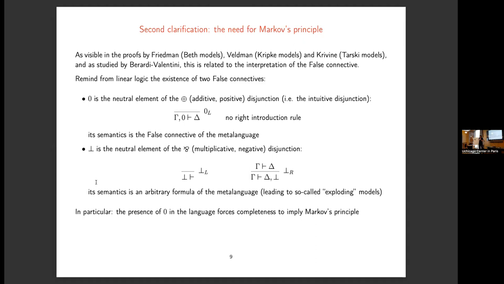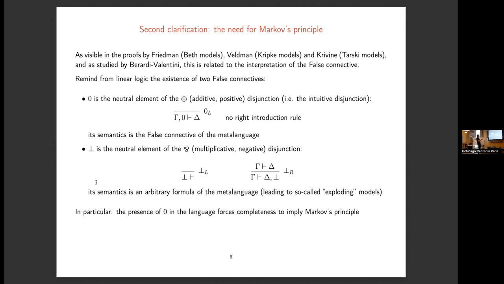So connectives are split into positive and negative connectives. This one, zero, is a positive. It's like the plus, like the existential, and all the others are negative. And the problematic connectives, the ones which break the constructive content, are the positive connectives. And it's related also to why Beth models are better than Kripke models. That's another story.